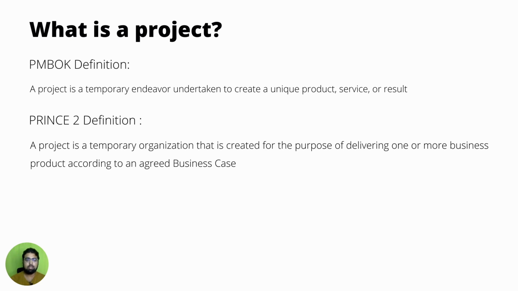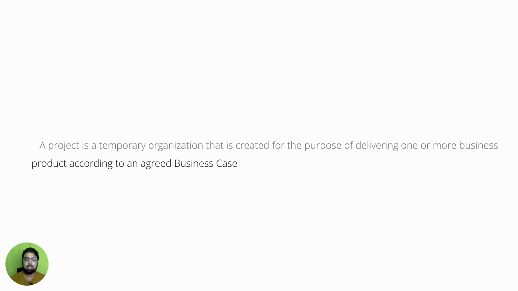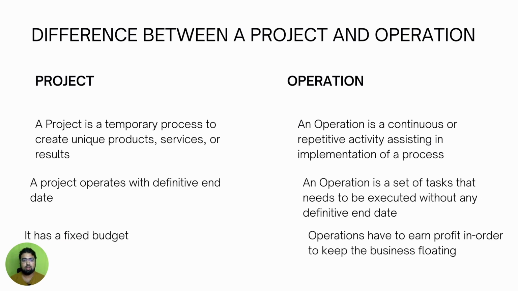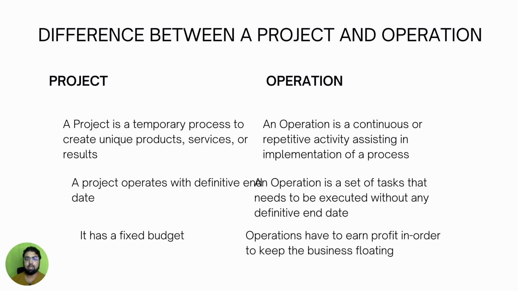Now you can take a look at the definition that is on the screen. The PMBOK definition says that a project is a temporary endeavor undertaken to create a unique product, service, or result. PRINCE2 definition says that a project is a temporary organization that is created for the purpose of delivering one or more business products according to an agreed business case. Now let's move to the next section. Difference between a project and an operation.